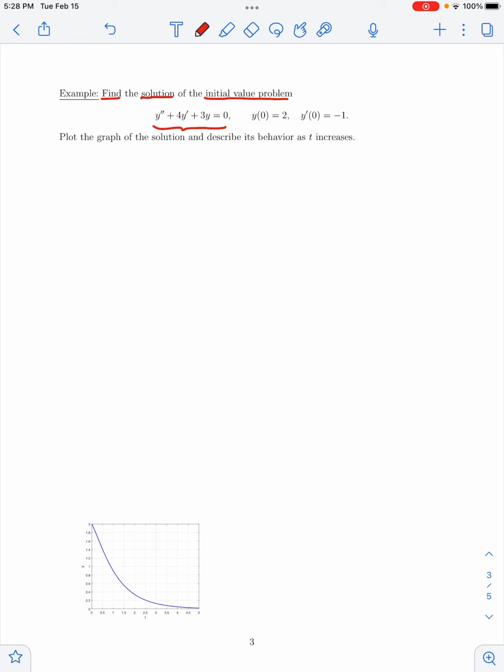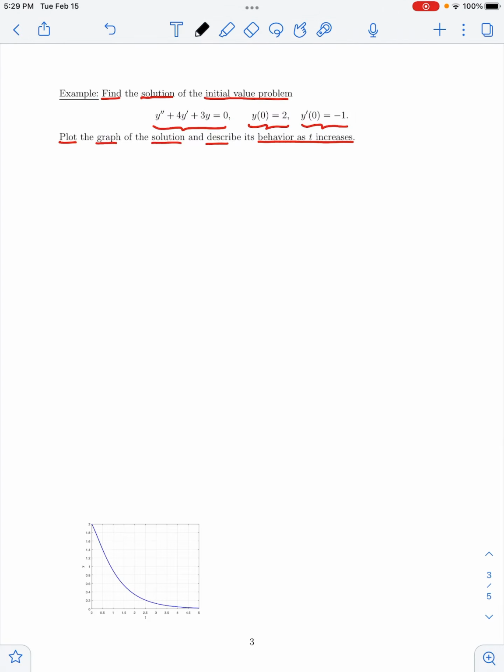And just like for first order differential equations, we had an initial condition given by y at some time is a given or known value. For second order equations, we have a set of two initial conditions. We need the initial value of y, let's say y at time 0 is 2, and we also need the value of the derivative at time 0. Y prime of 0 is given as -1. And then once we have this solution, we are asked to plot the graph of that solution and describe its behavior as t increases. So let's take a look at it.